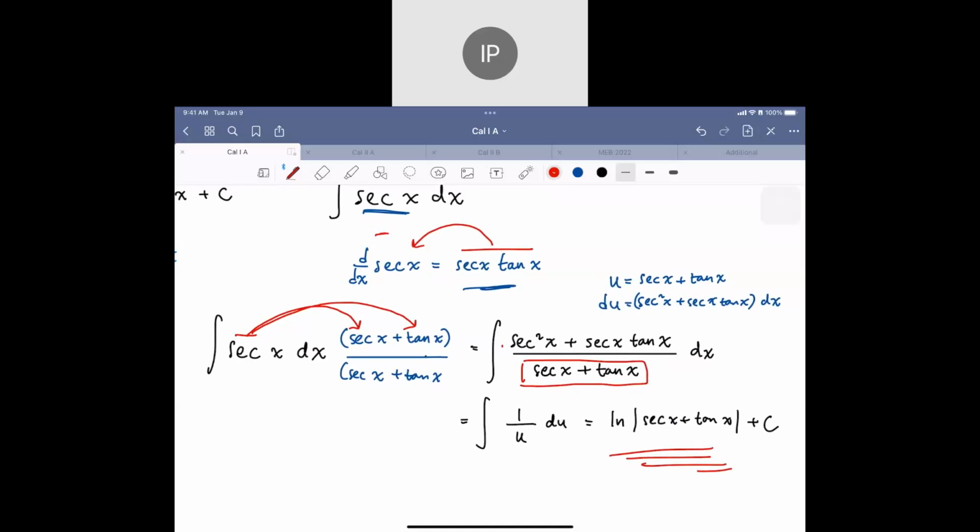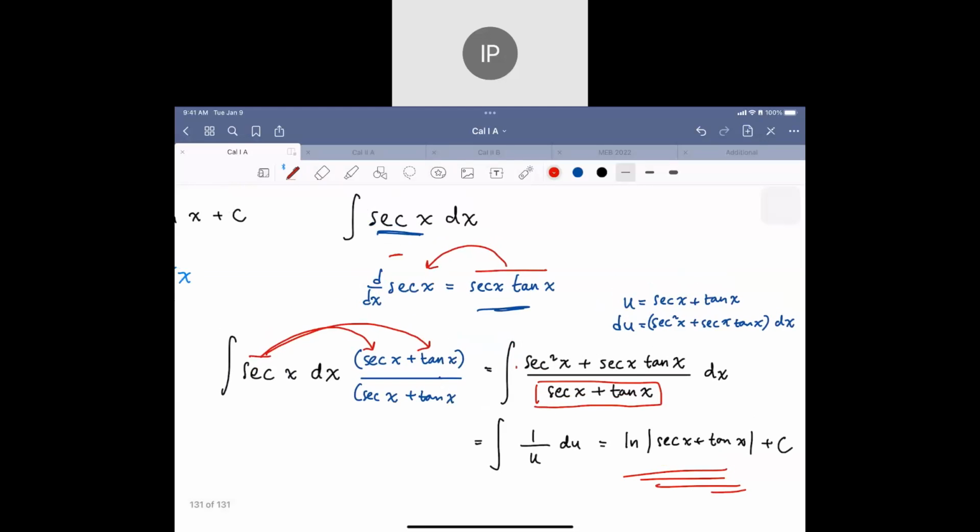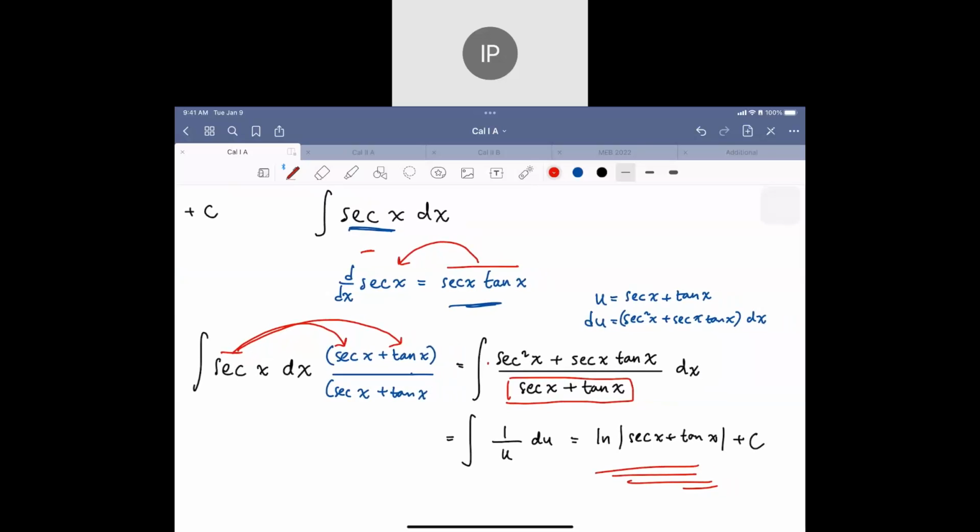Okay, and this will be an important result if we would like to elaborate more on the questions. Okay, perhaps up until here, are there any questions?